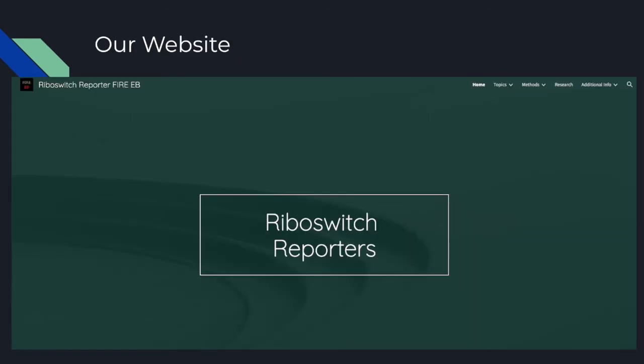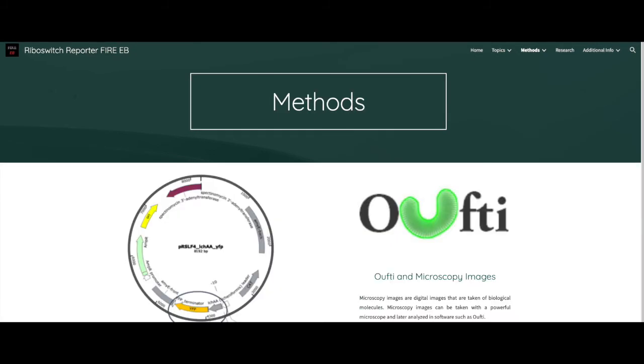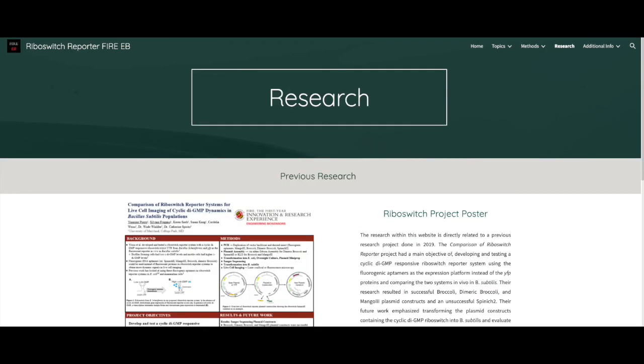This semester, we created a website for our research project. Our website has 4 main pages: the topics pages, the methods pages, the research page, and pages with additional information. Our topic pages are meant to give you a little more detail about the key topics related to this project, like what cyclic di-GMP is, what riboswitches are, and the difference between fluorogenic aptamers and fluorescent proteins. Our 2 method pages will help you better understand the process of how we build the Riboswitch reporter constructs, as well as the microscopy we perform to obtain our data. Our research page shows Dr. Weiss's research and how we used it, along with future research ideas based on our project.